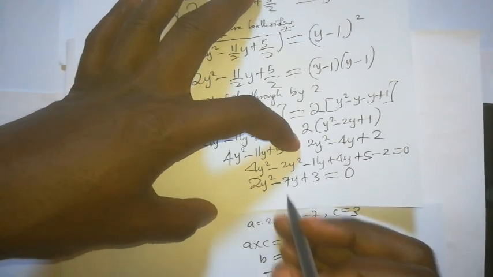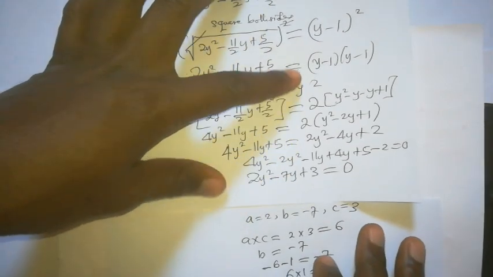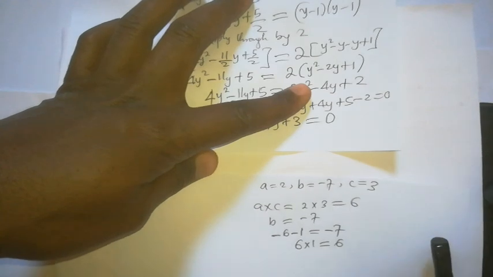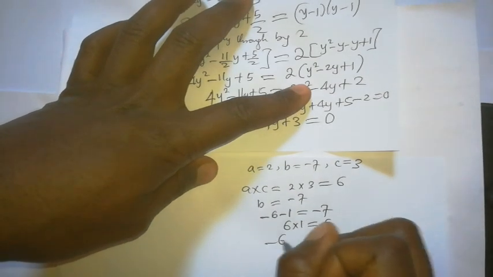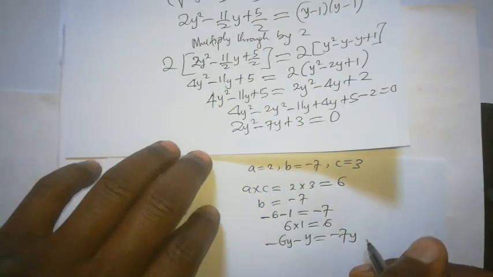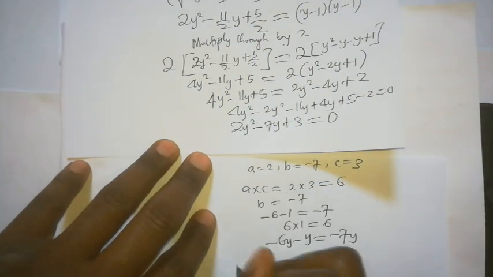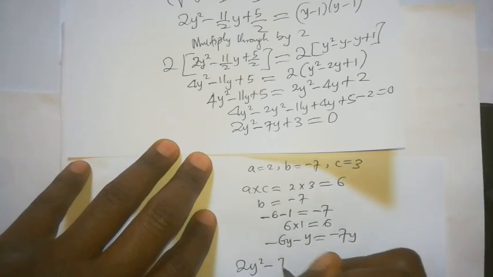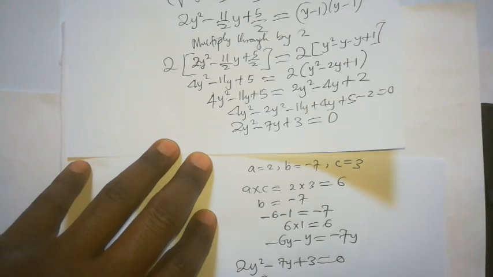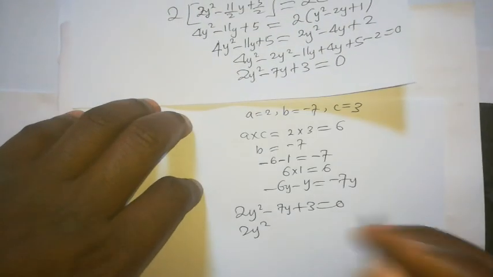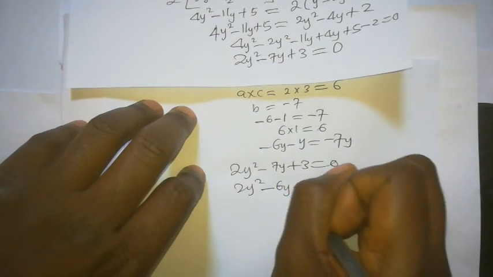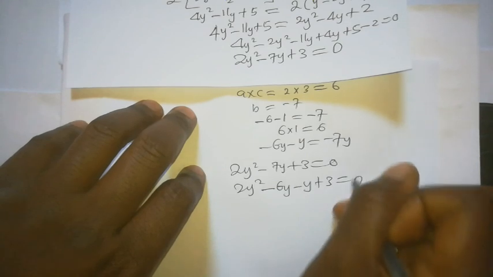So in terms of y, we are going to have minus 6y minus y is equals to minus 7y. So let's apply it here. We are going to have 2y squared minus 7y plus 3 is equals to 0. So we have 2y squared minus 6y minus y plus 3 is equals to 0.